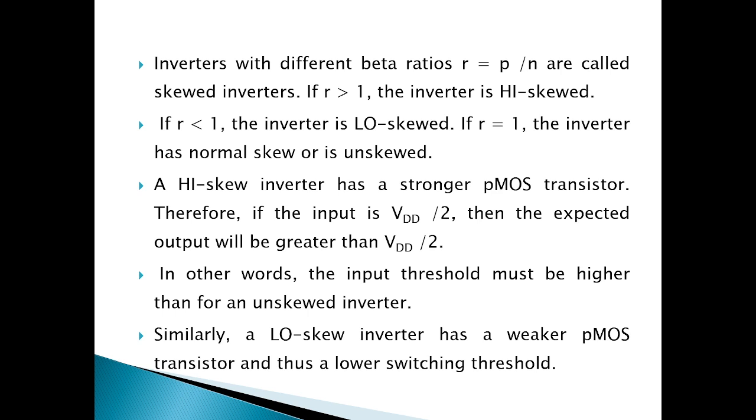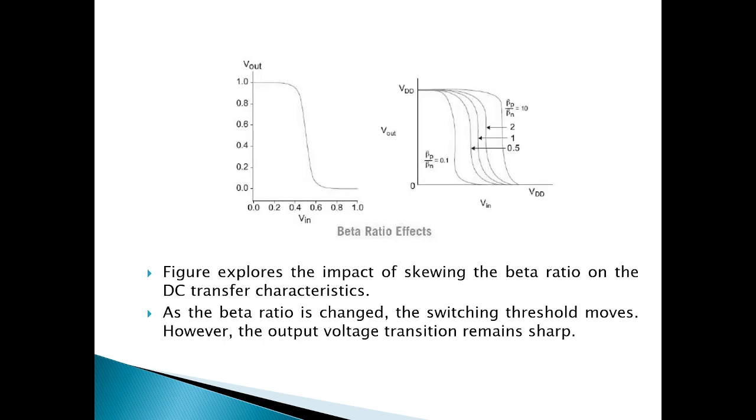Similarly, a low skew inverter has a weaker PMOS transistor and thus a lower switching threshold. Again, from the same figure we can also see the impact of skewing the beta ratio on the DC transfer characteristics, that is output versus input voltage. As the beta ratio changes, the switching threshold also moves, where the curve moves towards the right. However, the output voltage transition remains sharp.